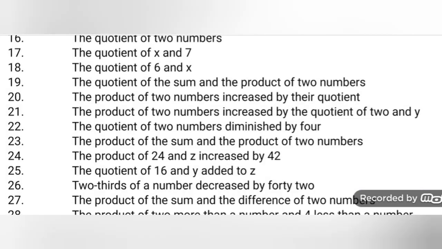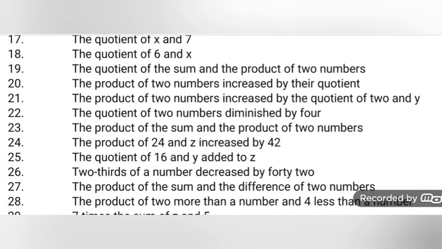Okay? The product of two numbers increased by the quotient of 2 and y. So we say the two numbers here, we cannot say it's x or y kasi may y na tayo dito. So we say the two numbers are a and b. So the product of two numbers, a, b, increased by, that's plus, quotient of 2 and y. So 2 divided by y, 2 over y. Or we say ab plus 2 over y.